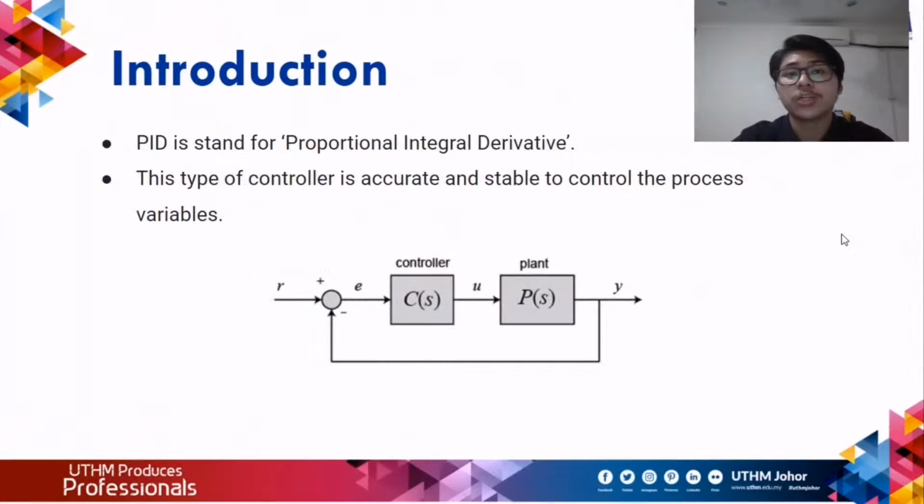For the introduction, what is PID? PID stands for proportional integral derivative, which is used to control applications such as speed, pressure and temperature. This type of controller is accurate and stable to control the process variables. From this figure, we can see the basic idea of a PID controller considered as a unity feedback system. It consists of R, which is the input, the controller, the plant, and Y as the output.